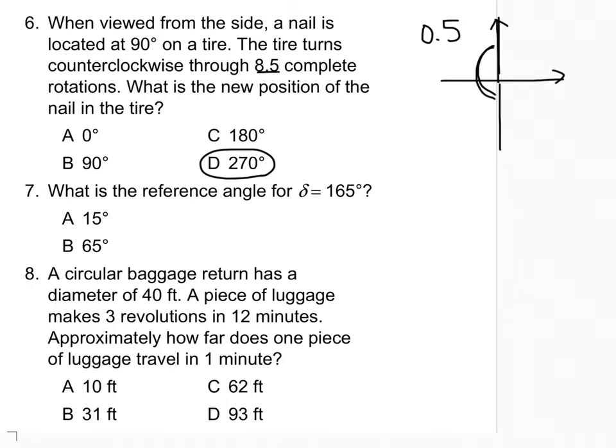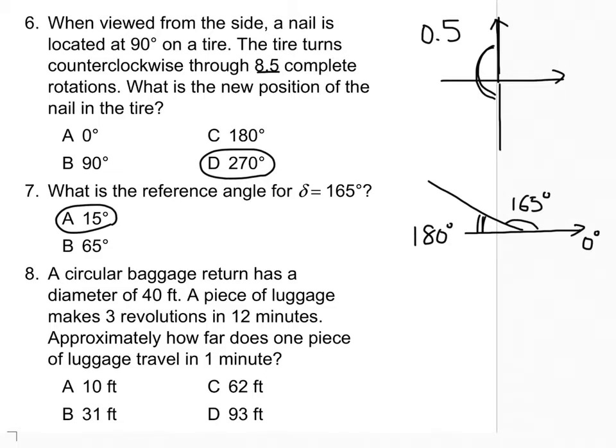Number 7. What is the reference angle for delta equals 165? What does reference angle mean? Reference angle is always with respect to the x-axis. So if this is 0, your initial side, as you open 165 degrees, where is your reference angle? Again, we are looking for the closest x-axis, which in this case is 180 minus 165, which gives us the answer as A, 15 degrees.